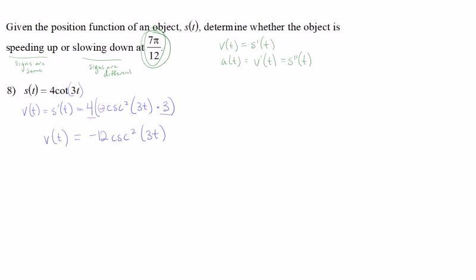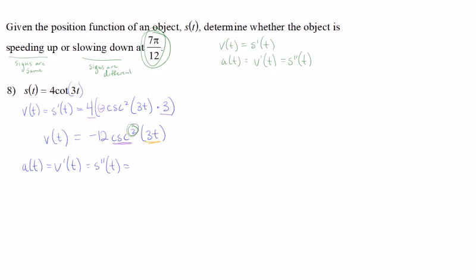Now I want to find acceleration. Acceleration is the derivative of velocity, so the derivative of what we just found, which is also the second derivative of position. And here we have a situation where we have a double chain rule, because now we have an outer function, then a first level inner function, and then a next level inner function. I'm going to do the derivative of the outer function first.